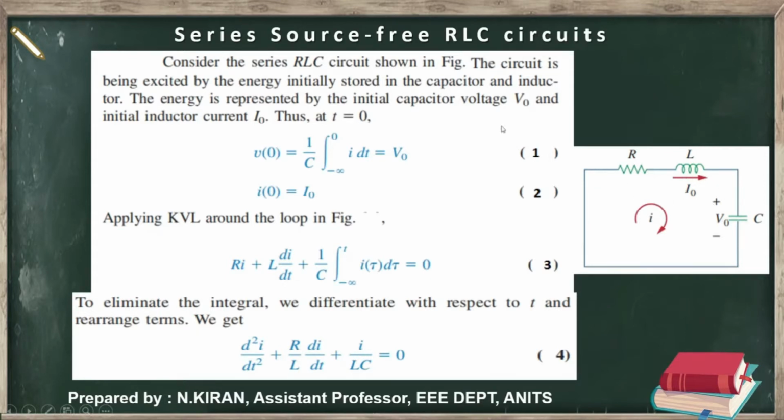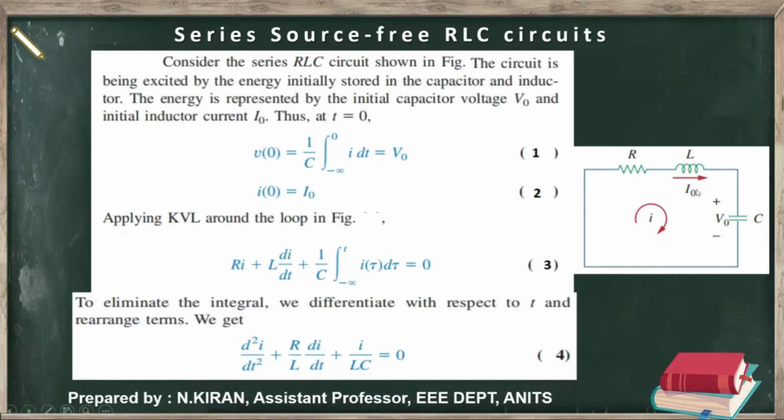Let us assume initially some energy is stored in the capacitor, that is, the voltage across the capacitor is some V0, and some initial current I0 is flowing through the inductor. We know the formula for voltage across the capacitor, 1 by C integral I dt, is nothing but V0, that is Vc of 0, and I of 0 is nothing but I0.